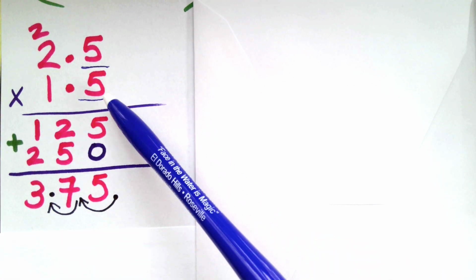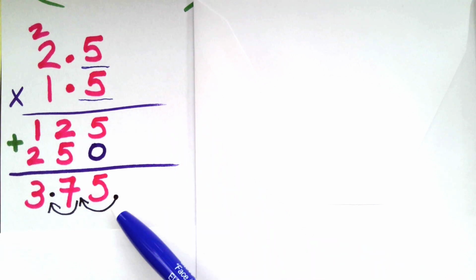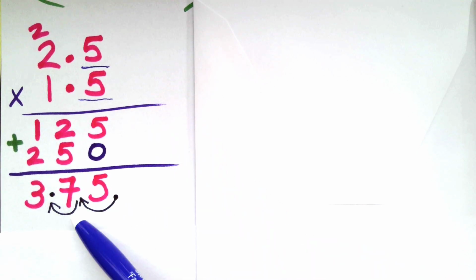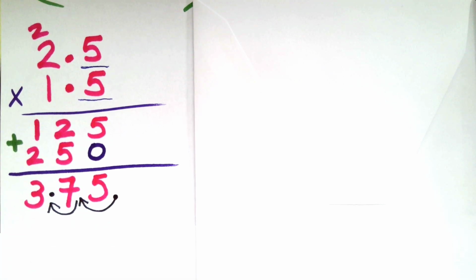How many digits to the right of the decimal? There were 2. So I show that invisible decimal, move it 2 places to the left. My new coefficient is 3.75. Hey, what's that step 2 we got to take in this particular problem?